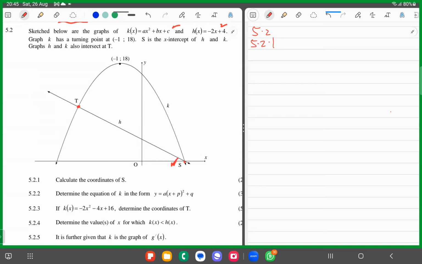Okay, so calculate now the coordinates of S. Finding the coordinates of S is very straightforward. How do you find the coordinates of S? Look at 5.2.1. You can take the function whose equation is known and then find the x-intercept. So it is the x-intercept, and to get the x-intercept, you let y be 0.